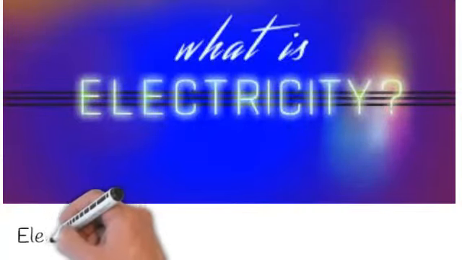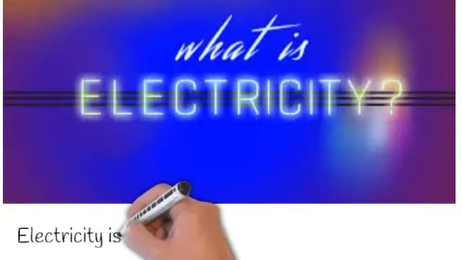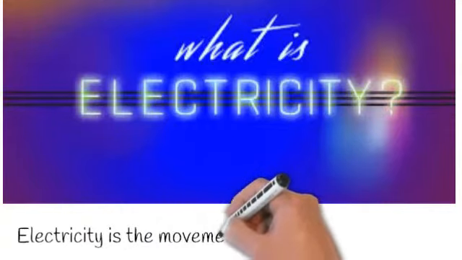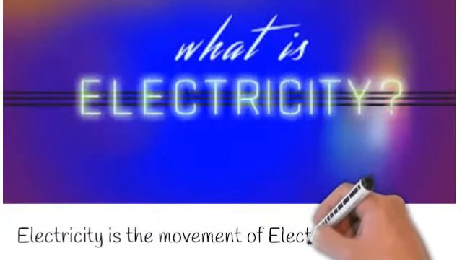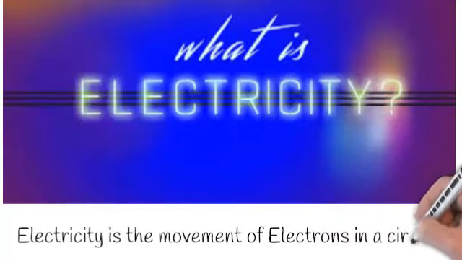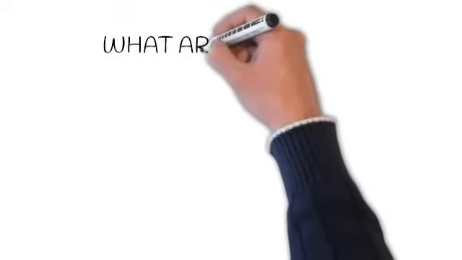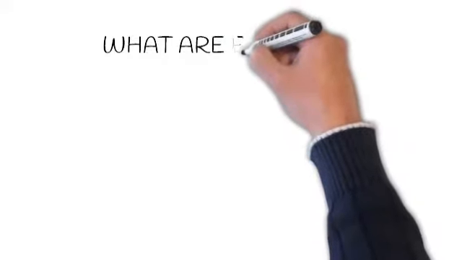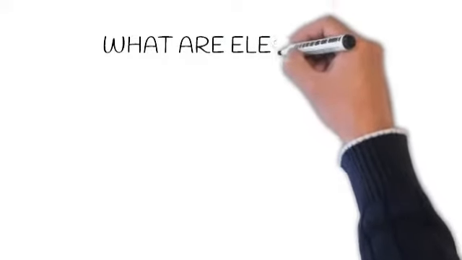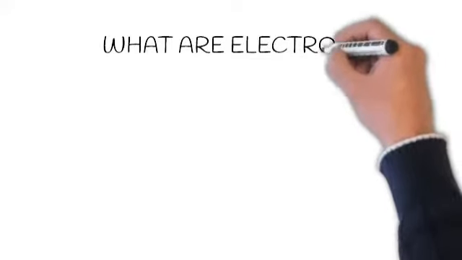Now we move on to the big question. And the big question is, what is electricity? Electricity can be defined as the movement of electrons in a circuit. Now, what actually are electrons? When we talk about electrons, what do they mean?